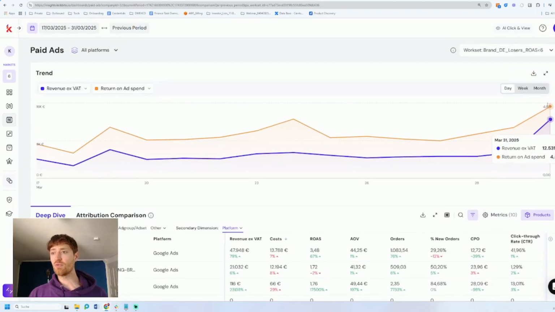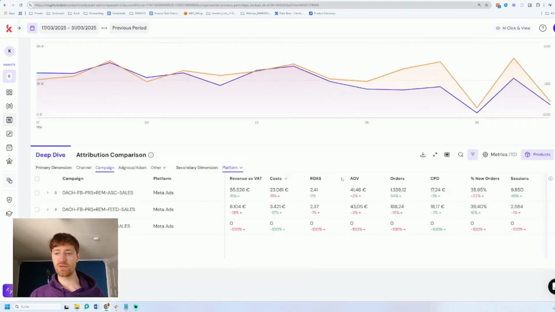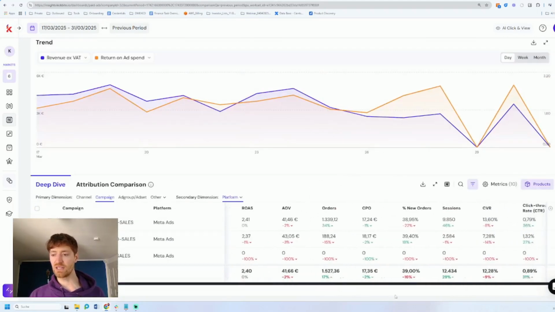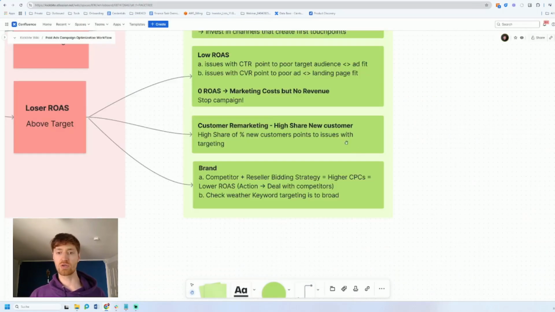In the example we can show here, we, for instance, take the remarketing loser ads where the ROAS is below 3. We will see two examples. One where the conversion rate is high, but the click-through rate is low. So low click-through rate, we have it here again. This will point to a poor target audience ad fit. So make sure that you check on that first.